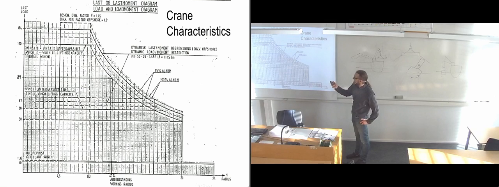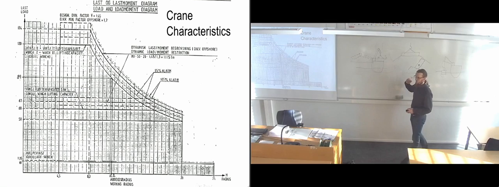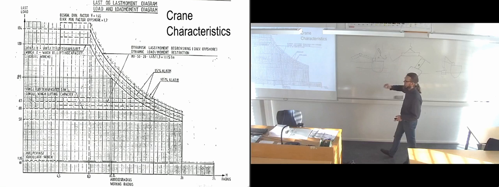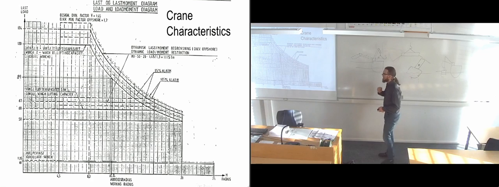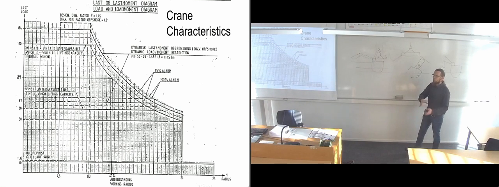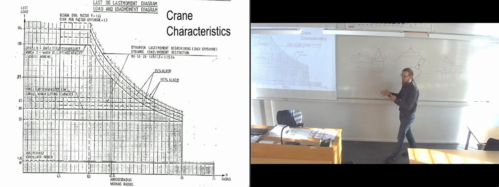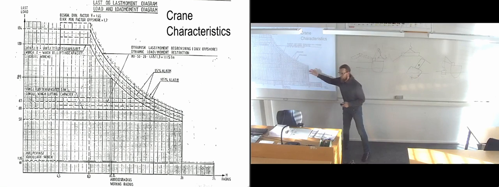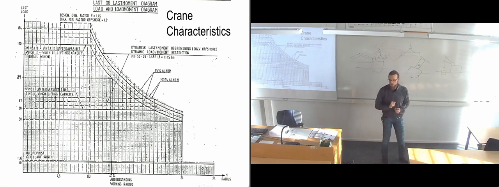Yeah, this characteristic is individual for each crane, or each crane model, basically. So if you have the same crane on two different vessels, it's going to have the same work radius and characteristics. But as soon as you start changing something in the design of the crane, you need to create a new crane characteristic for it.